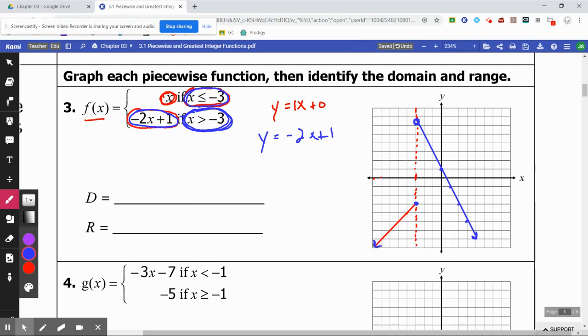My domain. Now, what all can x be? That's my domain. X can be anything less than or equal to negative 3. It can be anything greater than negative 3. So that would be everything. Your domain can be any value. So that'd be from negative to positive infinity.